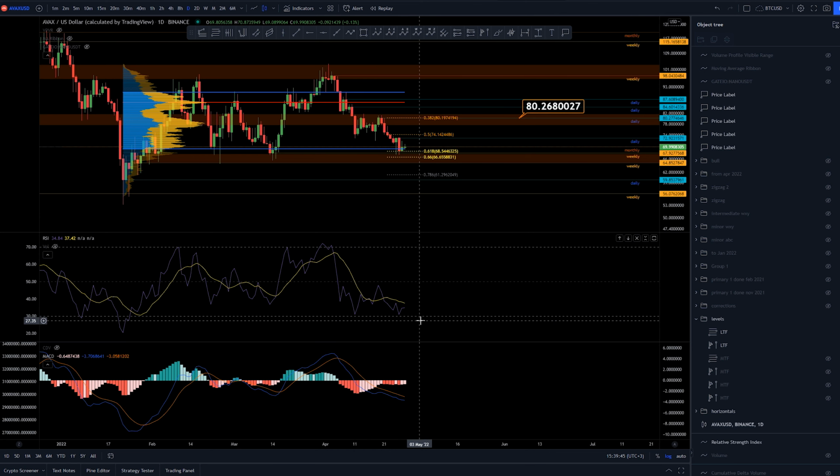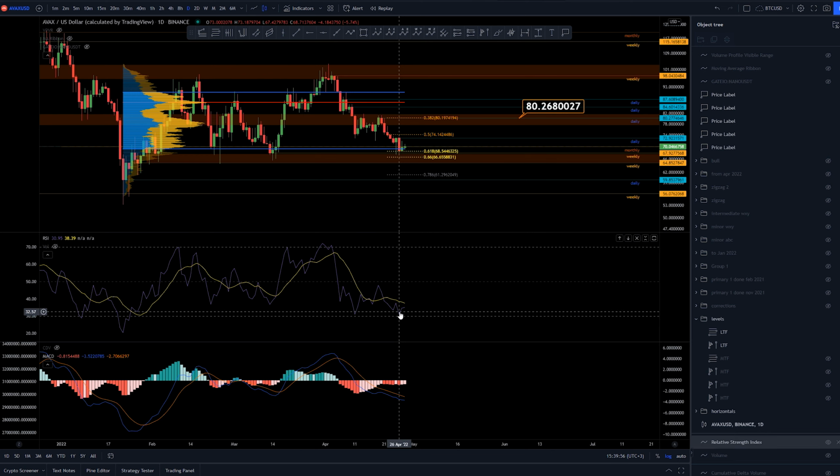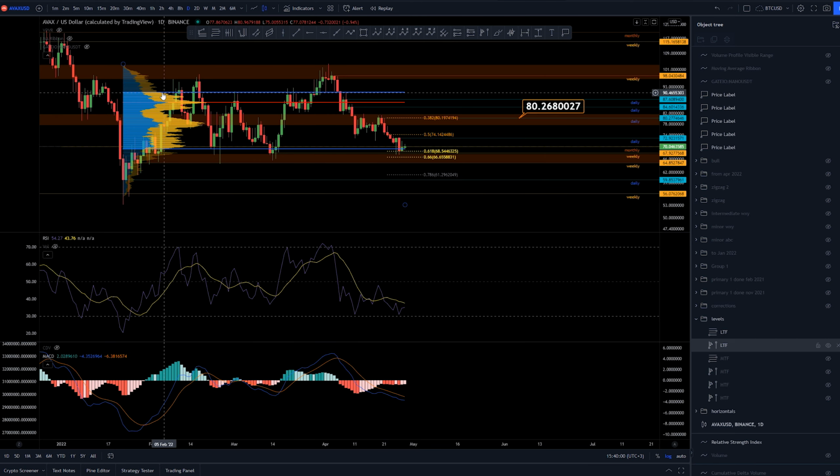Is RSI telling us anything? Well, basically double bottoming on RSI here, but we're not in oversold area though, which is a bit intriguing. Yeah. Again, point of control around these dailies with loads of volume around this area as well.